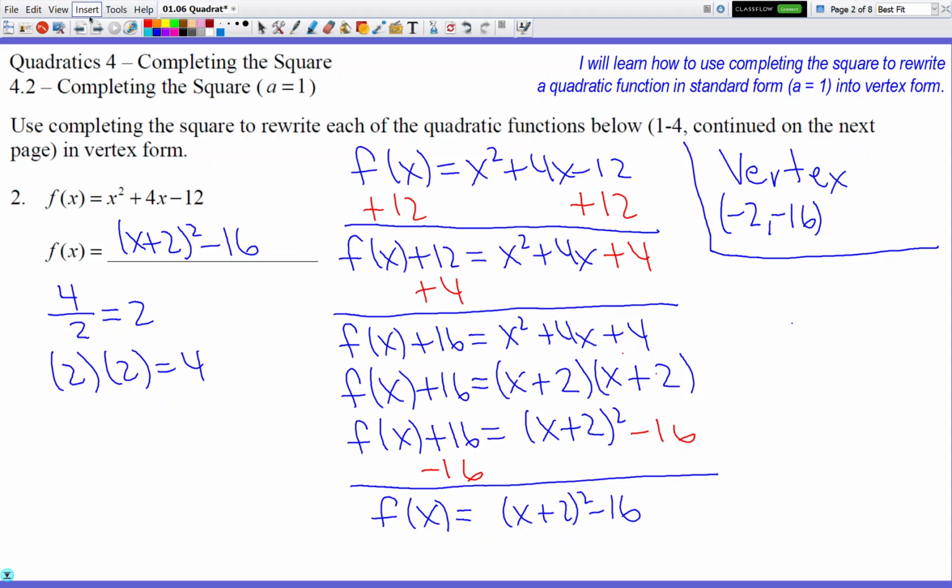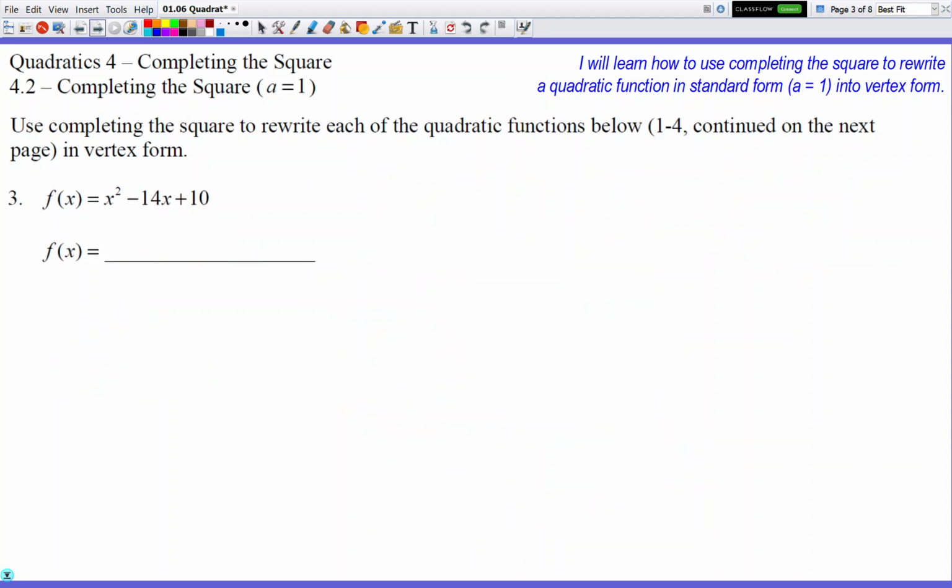All right, so let's go on to number 3. Okay, so let's see. I got my original problem, so f of x equals x squared minus 14x plus 10.